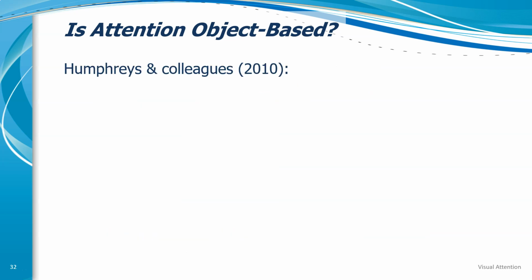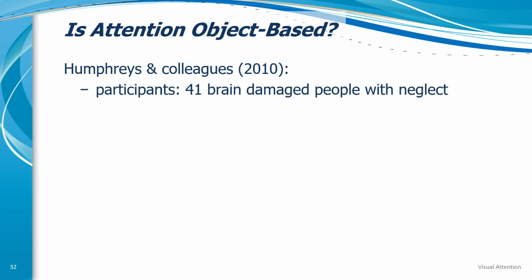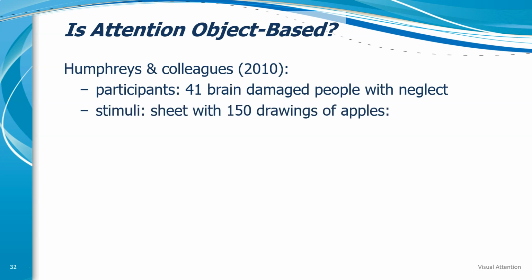Here is a really cool study by Glyn Humphreys and colleagues in 2010. The participants were all people with brain damage. They all had neglect. That is pretty tough to track down and gather together that many people. The stimuli they used were sheets of paper with 150 drawings of apples on them. But they break down this way.